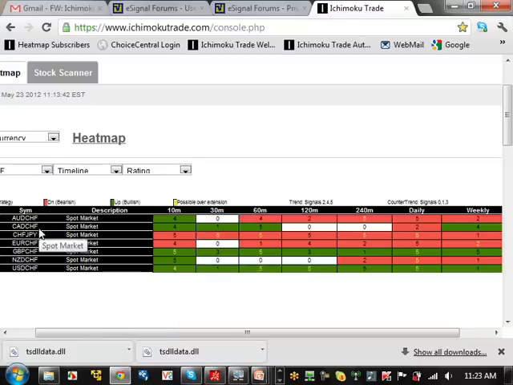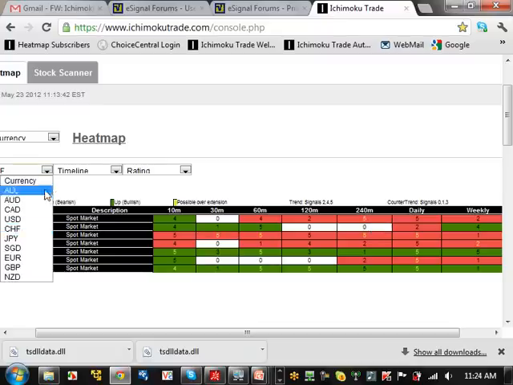What we're trying to do is find a trend that's about to occur, where you don't see a lot of 5s over here, you see a lot of 2s and 4s, and then you also see the same colors between dailies and weekly. You could see a lot of this over here is 5s, and you could see basically the Swissy is being weak compared to a lot of currencies, but it's very trending.